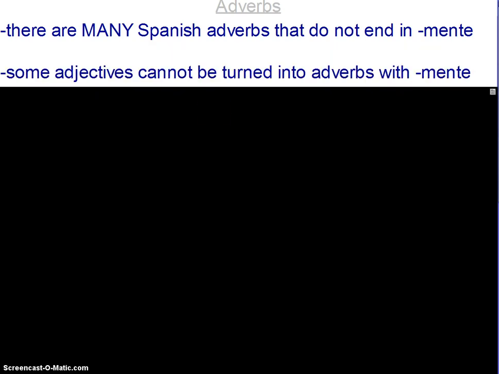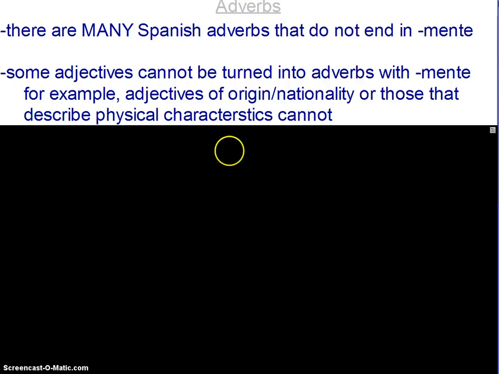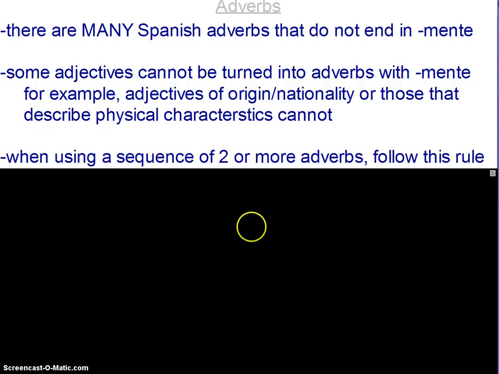Another thing you should know is that some adjectives cannot be turned into adverbs with mente. For example, adjectives of origin and nationality, or those that describe physical characteristics, cannot. So, for example, alto is tall. I'm not going to say altamente, tally. That's not really a word in English. Or español means Spanish. I'm not going to say españolamente. So those don't work.